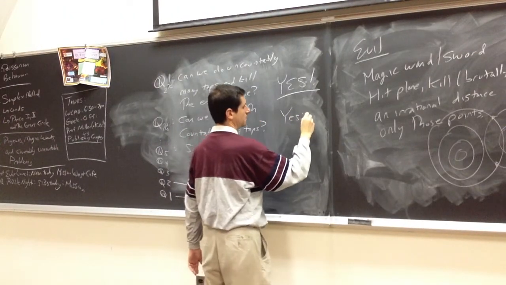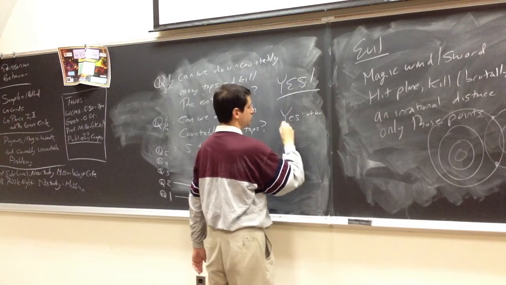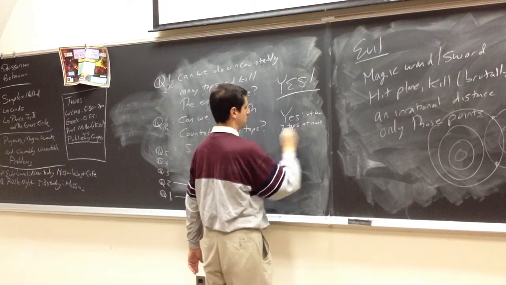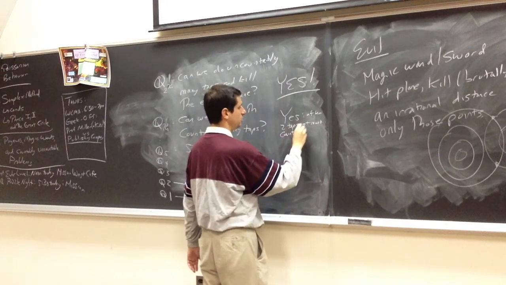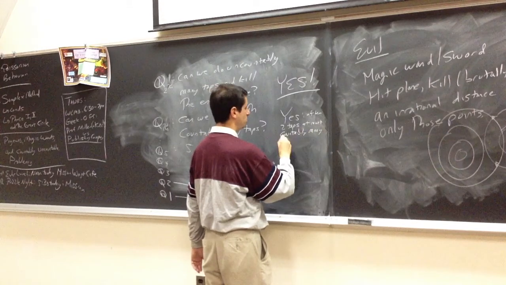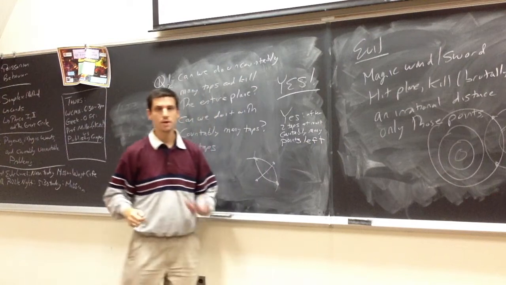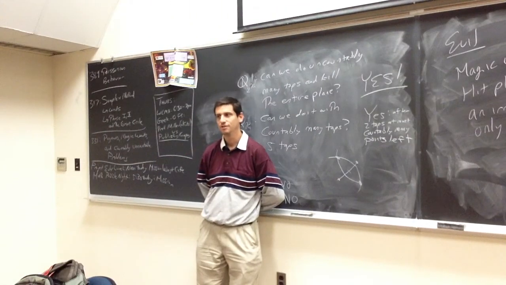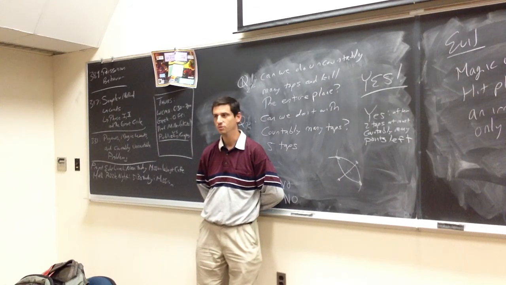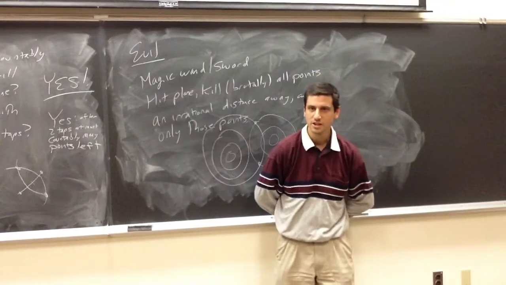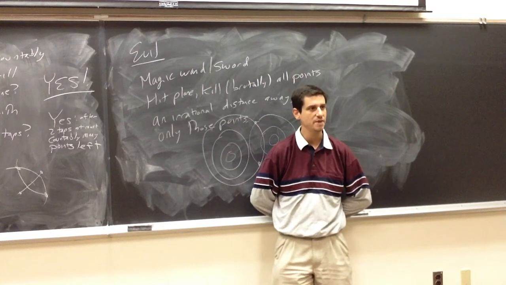Yes. After 2 taps, at most, countably many points are left. All right, so we're making progress. Now the evil warlord can kill the entire realm with countably many taps. But the evil warlord may have other things to do and may not want to spend countably many iterations tapping.